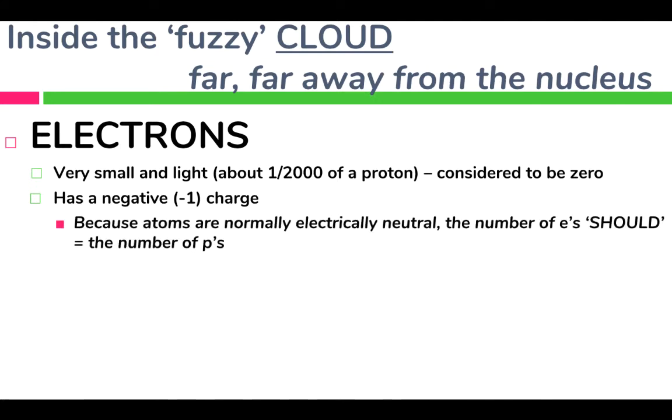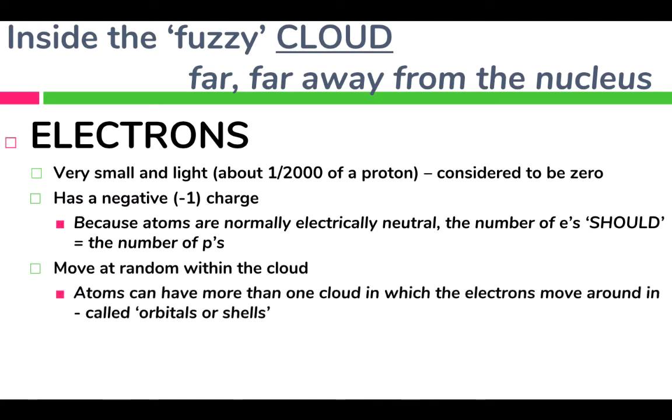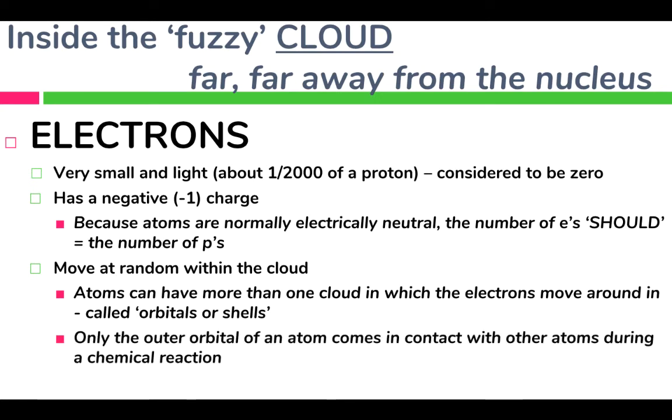And because they balance out the charge on a proton, in an atom, the number of electrons equals the number of protons. The electrons move at random within the cloud, which is not quite true. They do have specific places that they move. These are called orbitals or shells. And it's actually only the outer orbital or the outer shell that comes into contact with other atoms during chemical reactions.